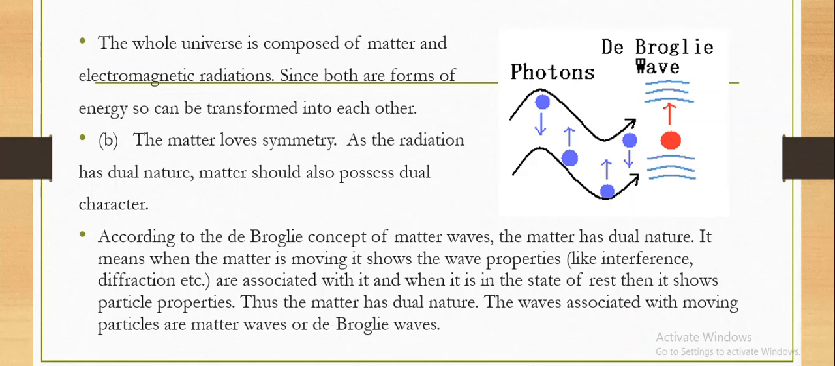The third one is, according to the de Broglie concept of matter waves, matter has dual nature. It means when matter is moving, wave properties like interference, diffraction, etc. are associated with it. And when it is in the state of rest, then it shows particle properties. Thus matter has dual nature. The waves associated with moving particles are matter waves or de Broglie waves. Here in the image you can clearly see the de Broglie wave.